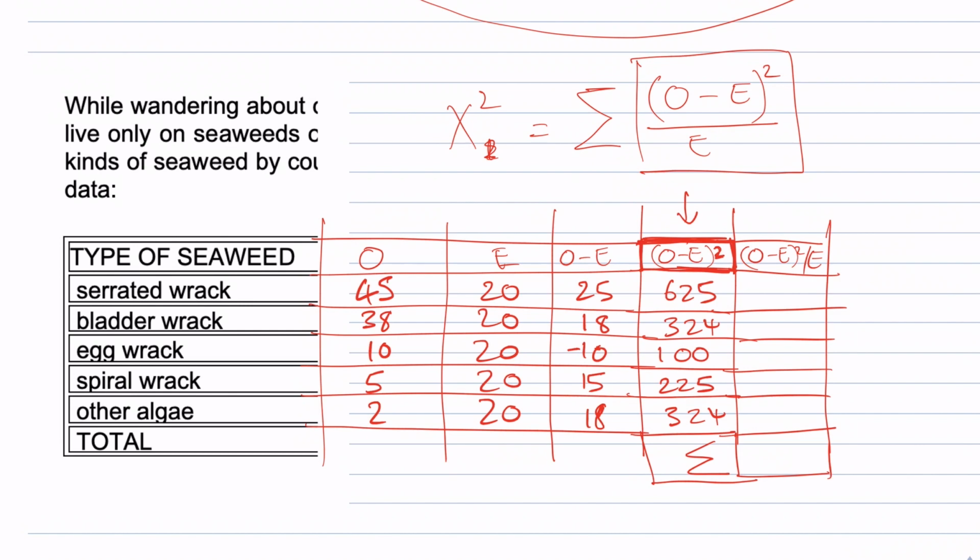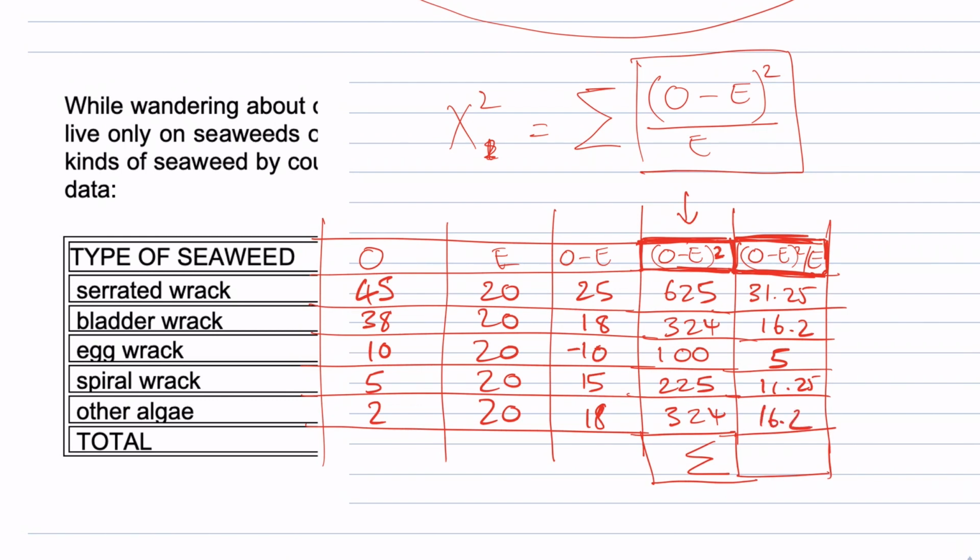Now for each one we have to divide each of those values by the expected value, and we're nearly there. So 625 divided by 20 gives me 31.25. 324 divided by 20 equals 16.2. 100 divided by 20 is 5. 225 divided by 20 equals 11.25. And 324 divided by 20 equals 16.2.